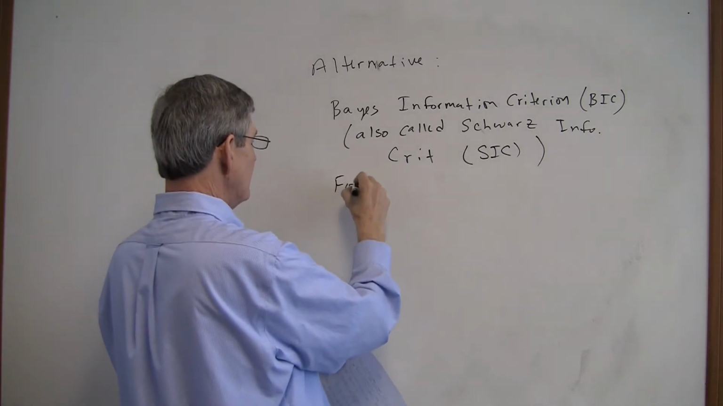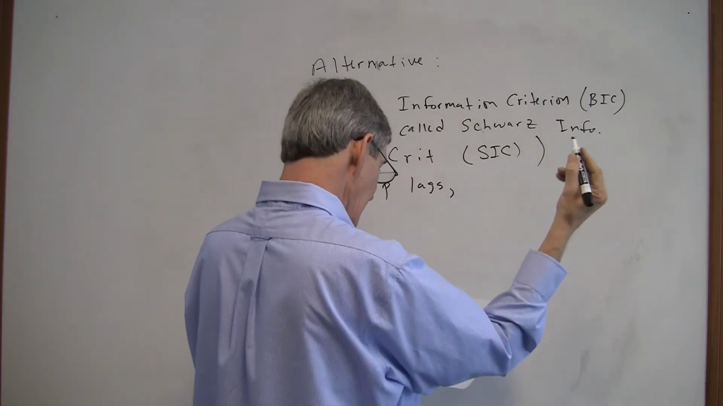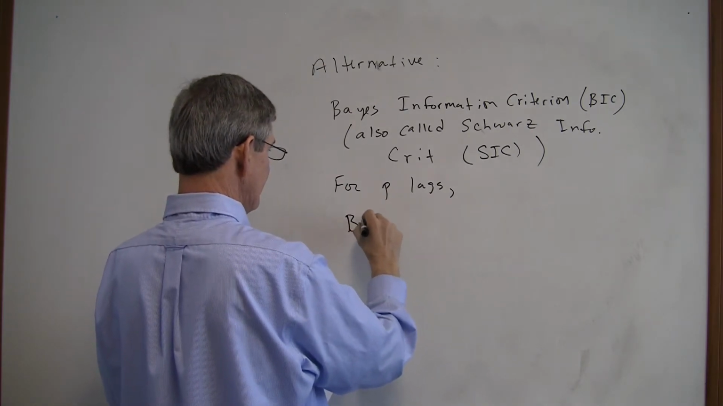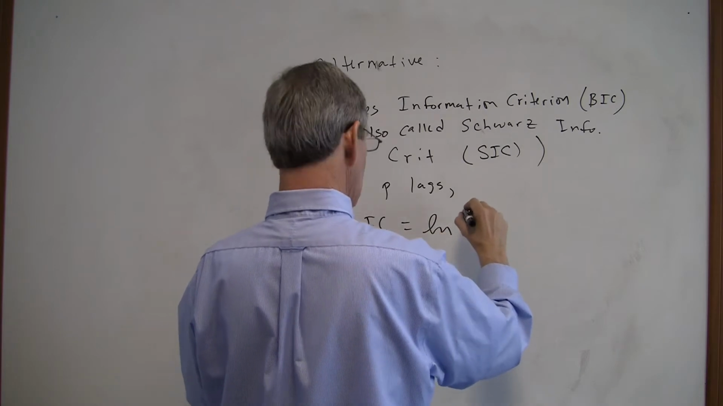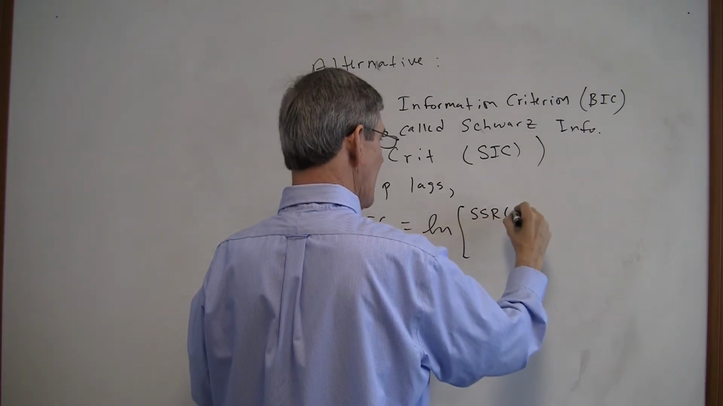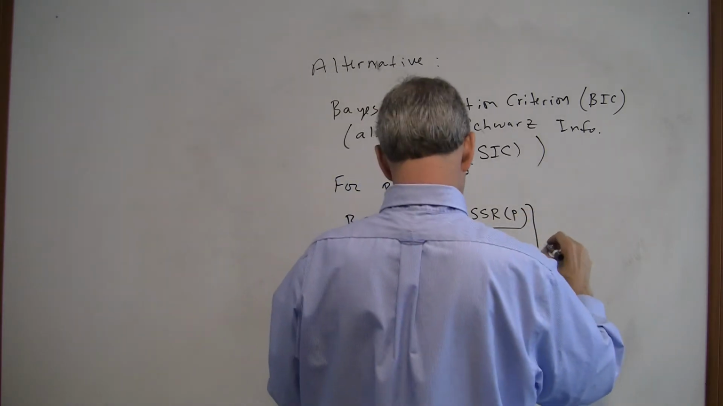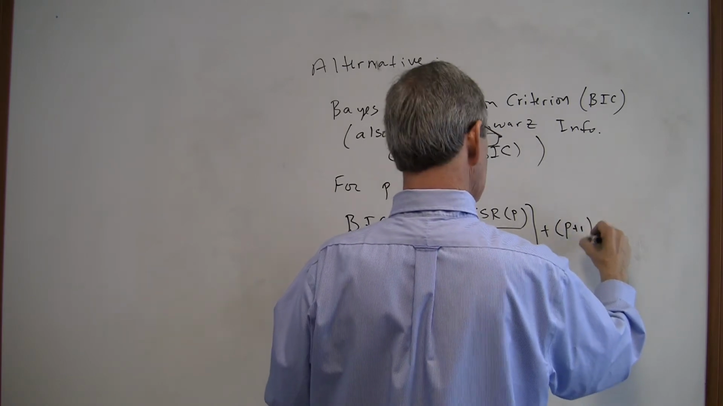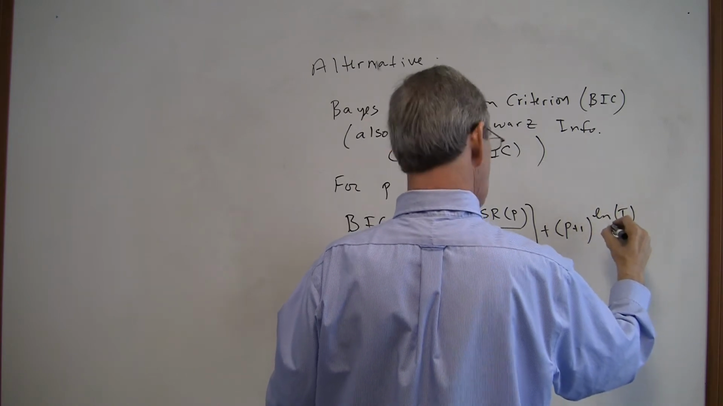So for P lags, I'll just call it the BIC. The BIC is equal to the log of the sum of squared residuals for the ARP model over T, plus P plus 1 times the log of T over T.